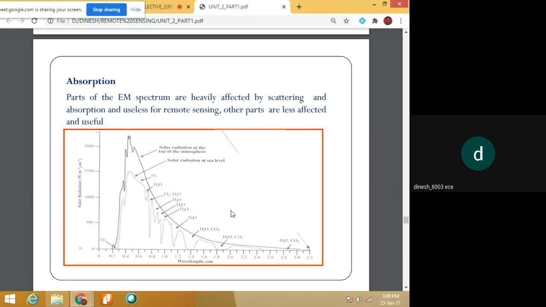Parts of the electromagnetic spectrum are heavily affected by scattering and absorption, and this has become useful for remote sensing. You can see wavelength versus solar radiation. The solar radiation at the top of the atmosphere peaks around 0.4 micrometer, and solar radiation at sea level is at 0.5 micrometer, having solar radiation of about 1500 watts per meter square per micrometer. You can see this graph: ozone layer or the oxides, H2O, water content, oxygen content.